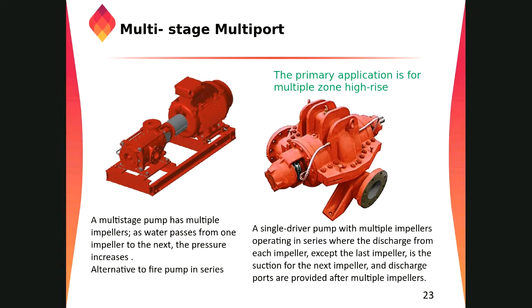You can see in this pump there are two suctions. This is one suction. This is another suction. And a multi-stage pump has multiple impellers, not only one impeller. As water passes from one impeller to the next, the pressure increases. Suppose water comes from the suction side to one impeller, and that impeller increases the pressure to 100 psi. Now that 100 psi goes to the next impeller and may go up to 200 psi. So this is an alternative to the series connection of pumps, right?